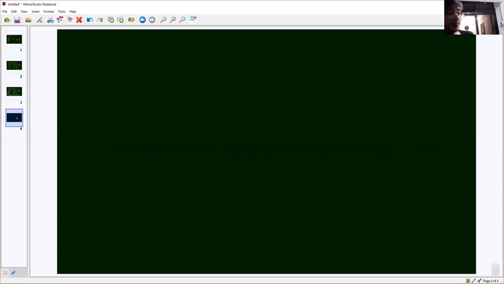Next one. Very similar to what we did. Parehas lang with the previous one. Either you use trig sub or either you use again that integrable form. It's up to you.